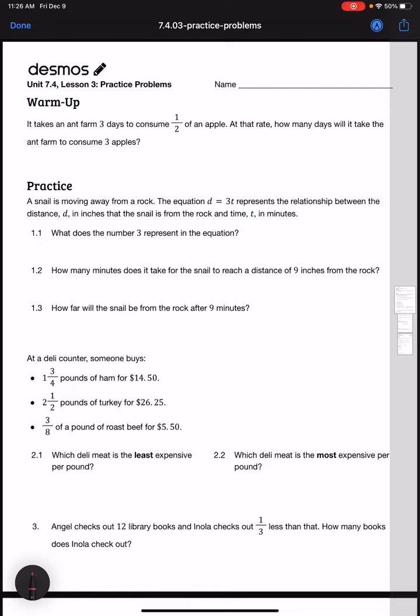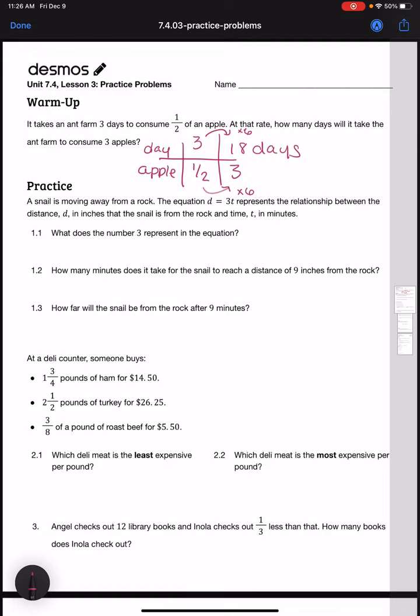is really helpful. So if I spread this out as days and apples, I know I can do in 3 days half of an apple. If I want to consume 3 apples, I need to figure out how to go from half to 3. I know I'd have to multiply by 6. 6 times 3 is 18 days.